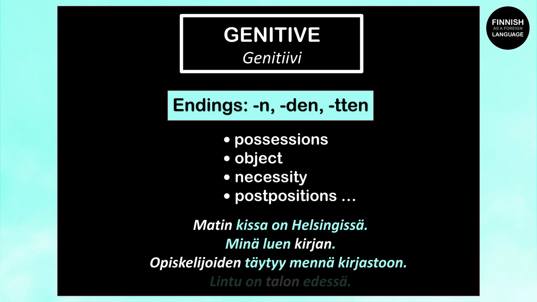Next one, opiskelijoiden täytyy mennä kirjastoon, means the students have to go to the library. Opiskelijoiden is the genitive plural of the word opiskelija, which means student. And it's standing here in the genitive case because this sentence is a necessity sentence. We recognize the necessity sentence by the structure genitive plus täytyy plus infinitive verb. So that's why we say opiskelijoiden täytyy mennä kirjastoon. The students have to go to the library.